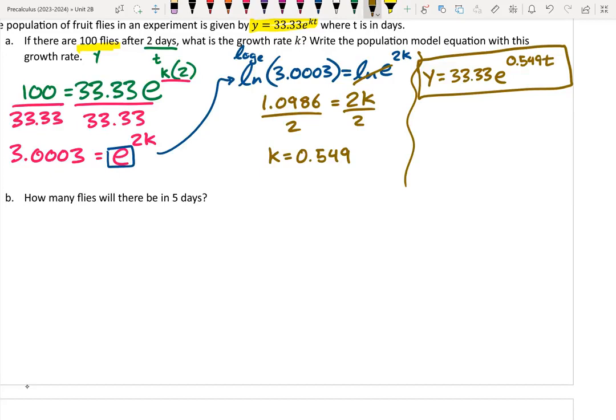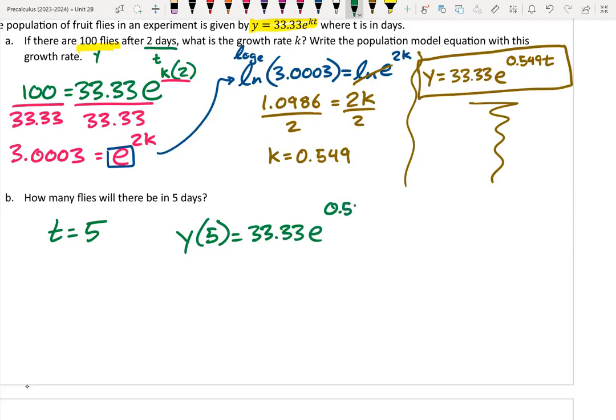And that's important because look at problem B. Problem B asks how many flies will there be in 5 days? So using that model now, what would you do and how many would there be in 5 days? Let's go ahead and just do that. Any thoughts out there? How do we find how many there are in 5 days? Right, because they now have given us that t is equal to 5. We now have an equation, so y of 5 equals 33.33 e to the 0.549 times 5. Has anybody calculated that? 769? That's a lot of flies.